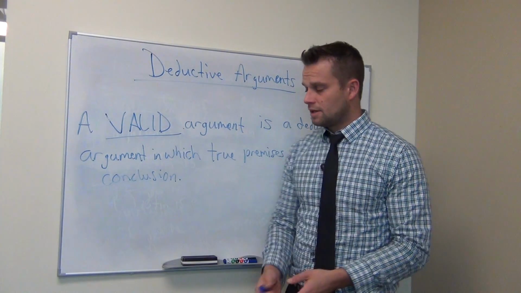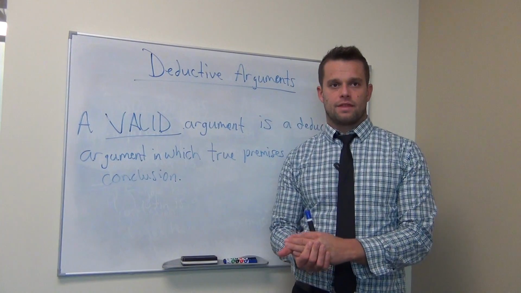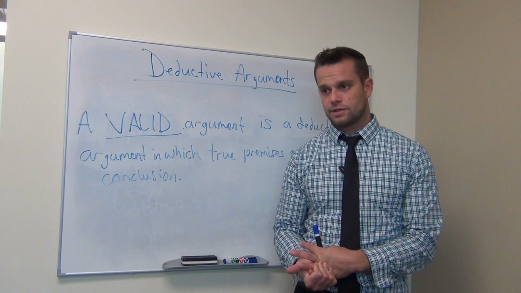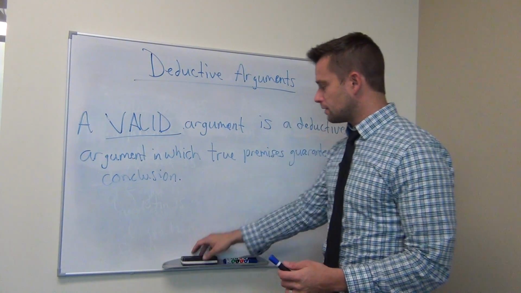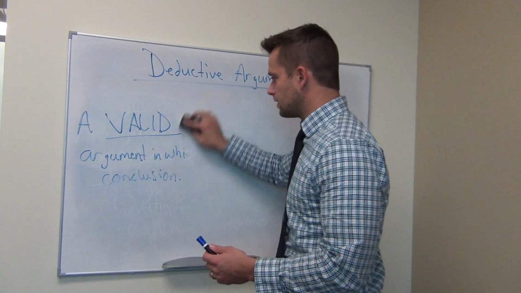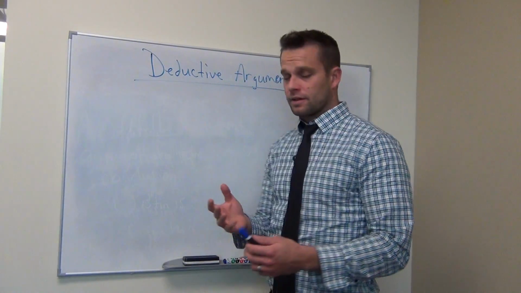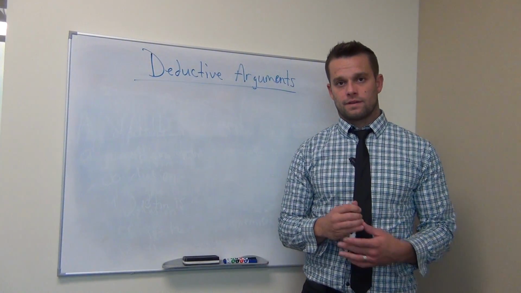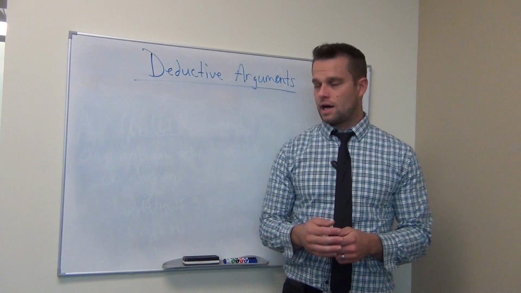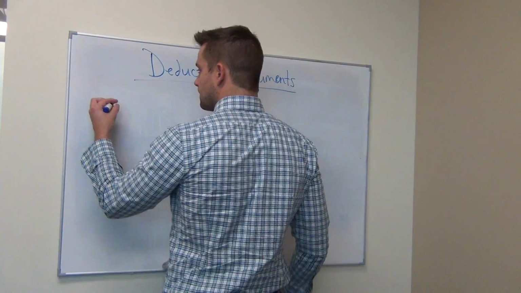Another way of saying it is that in a valid deductive argument, if you have true premises, then of necessity your conclusion is true. All right, so we talked about an argument form called modus ponens that is a valid argument form. And we've already talked about an invalid argument form called affirming the consequent that looks a lot like modus ponens, but it's not. But let's talk about a couple more valid argument forms.